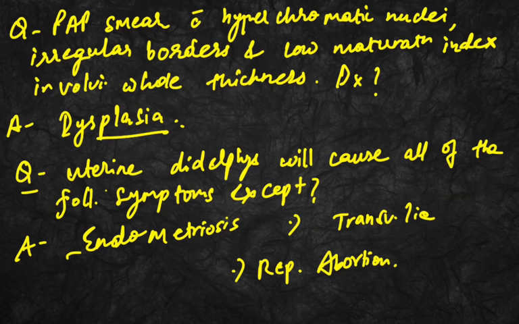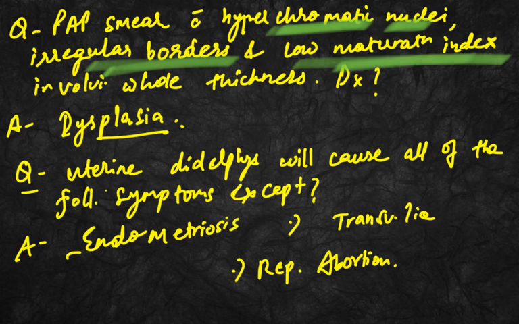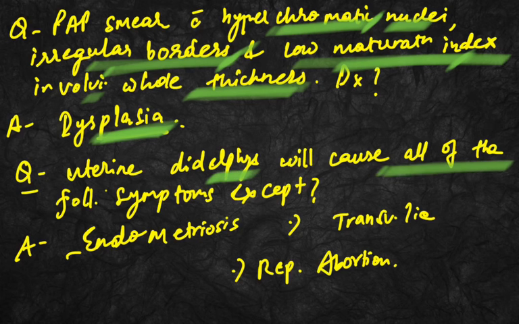Now, pap smear with hyperchromatic nuclei and irregular borders and low maturation index, involving the whole thickness. So what is the diagnosis? See, many things are given like hyperchromatic nuclei with irregular borders and low maturation index. So this is dysplasia, and involving the whole thickness. So it is dysplasia.